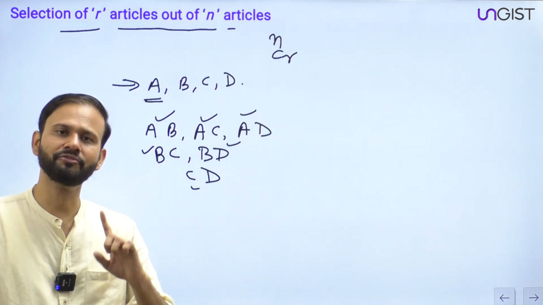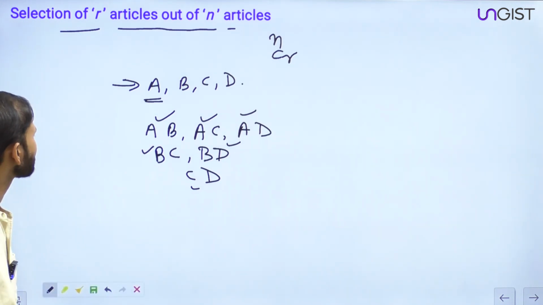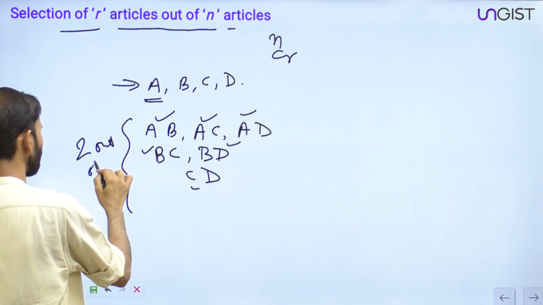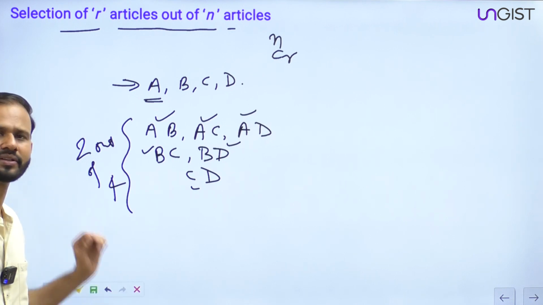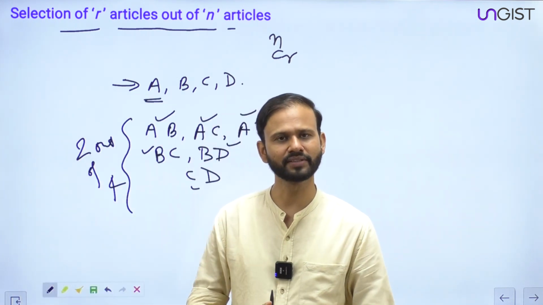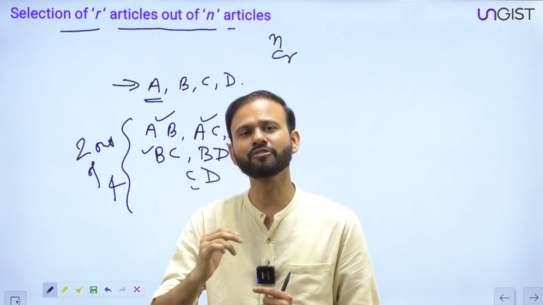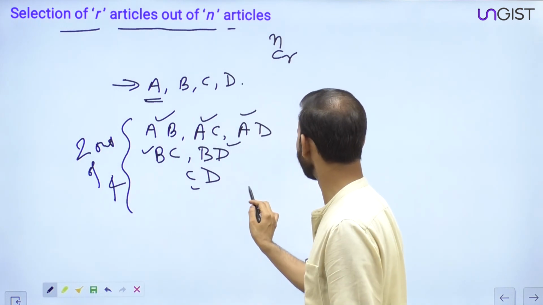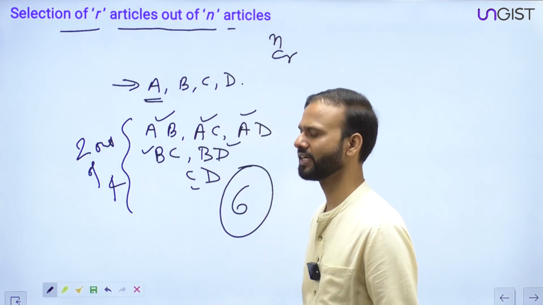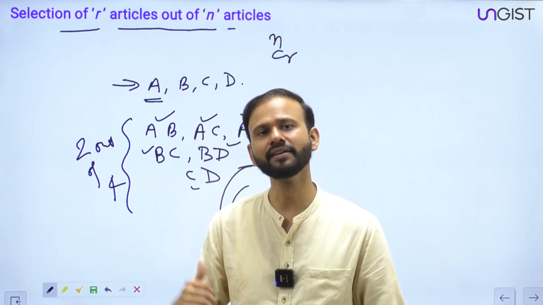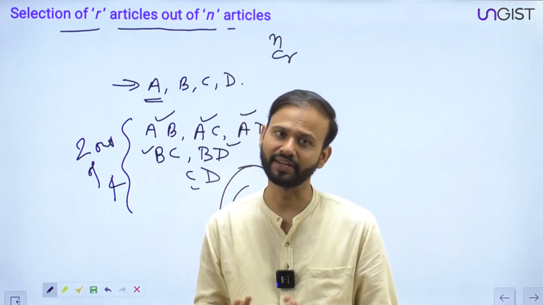Now what we are actually doing here? We are selecting 2 articles out of 4 articles. Right? So 2 articles out of 4 articles can be selected in 6 ways, right everyone?